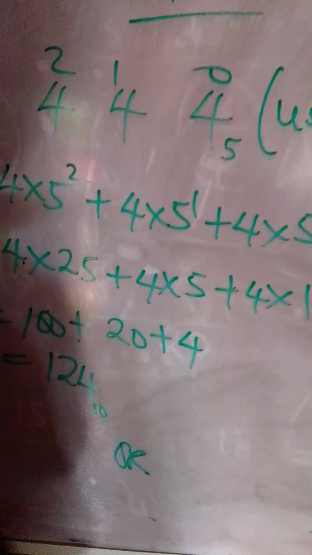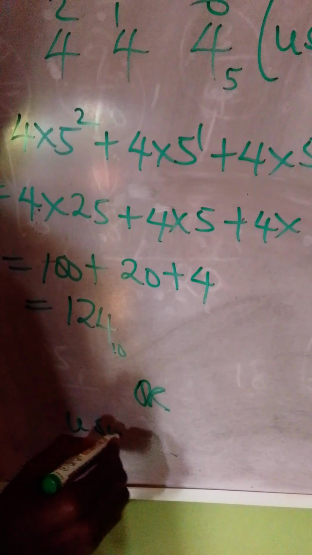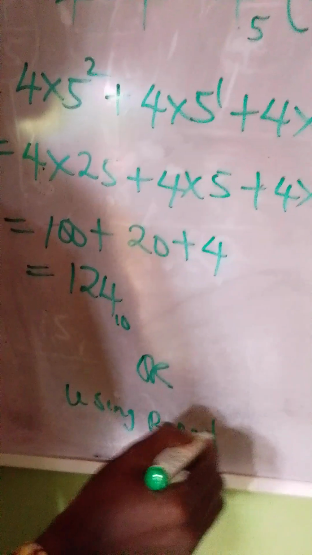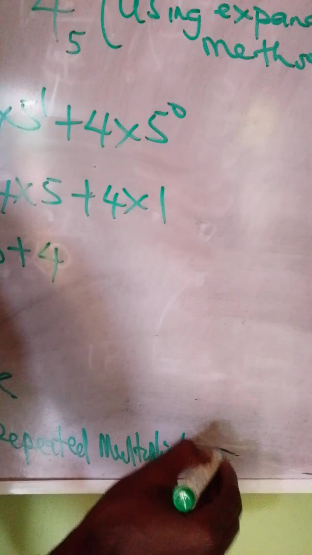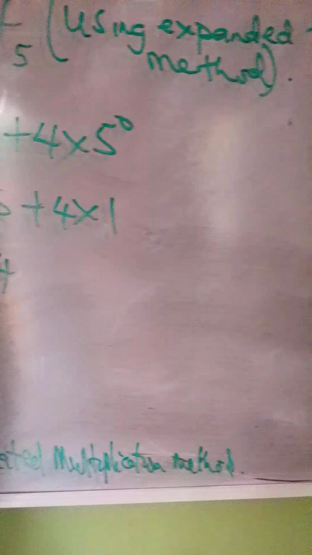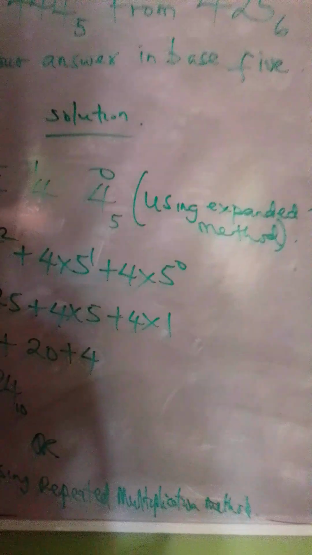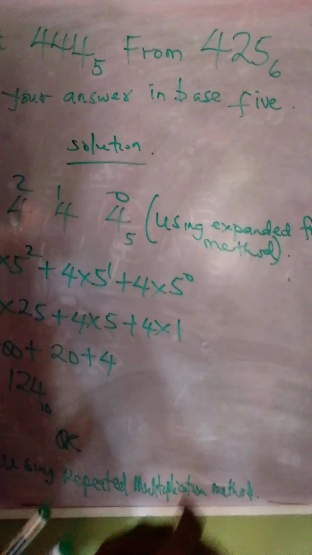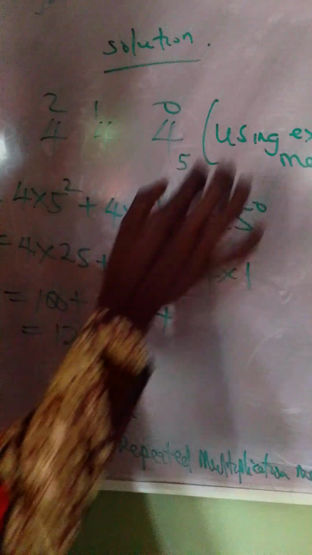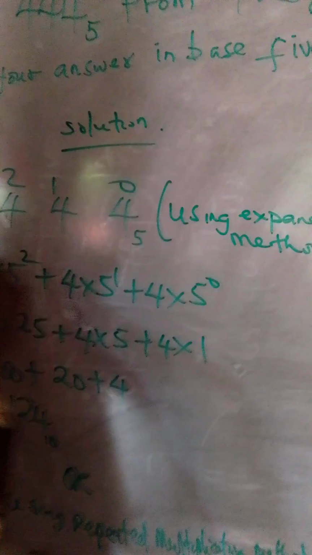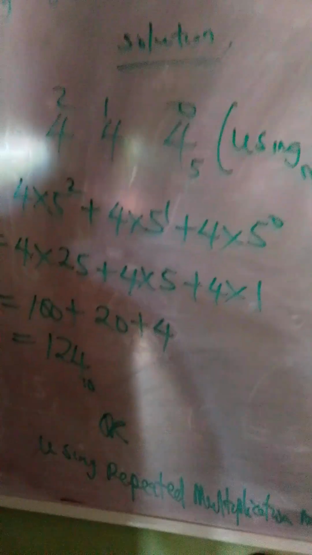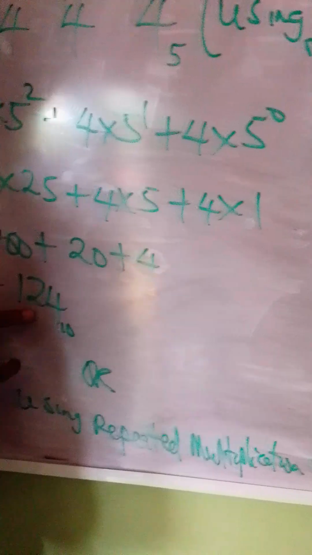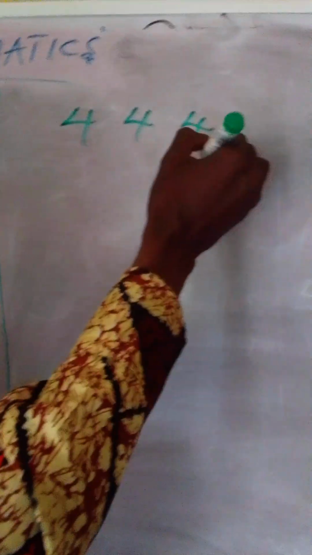Now let me use the repeated multiplication method. Like I said, we have two methods of converting from other bases to base 10: expanded and repeated. I'm going to convert this same number again to base 10 using the repeated multiplication method, and I'll still get 124. So I have 444 in base 5.